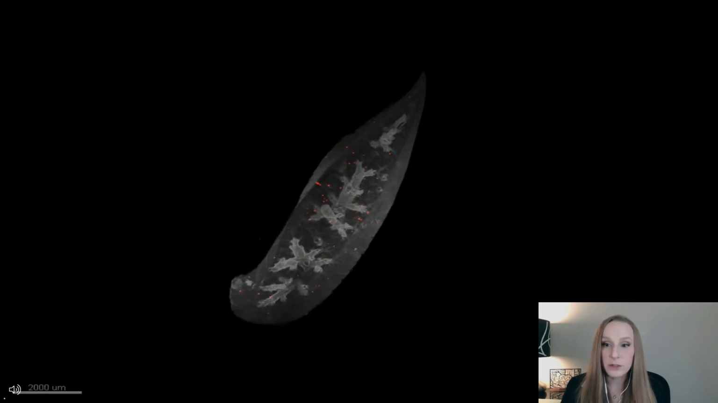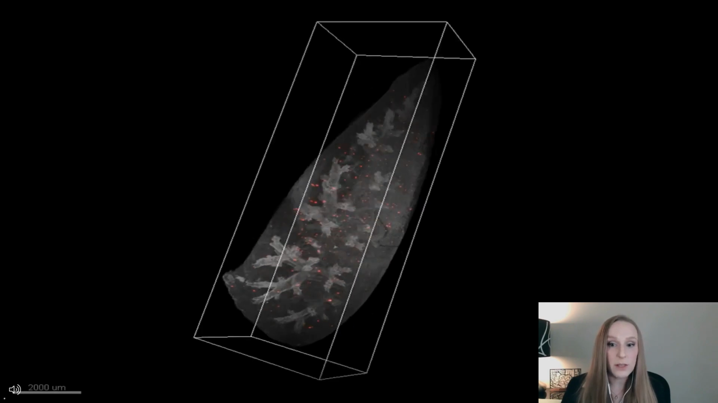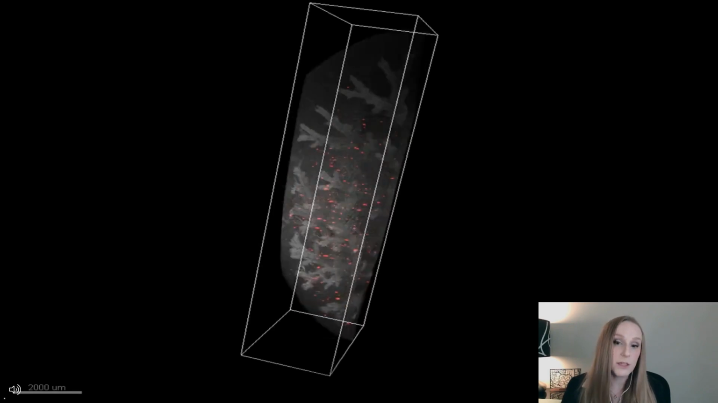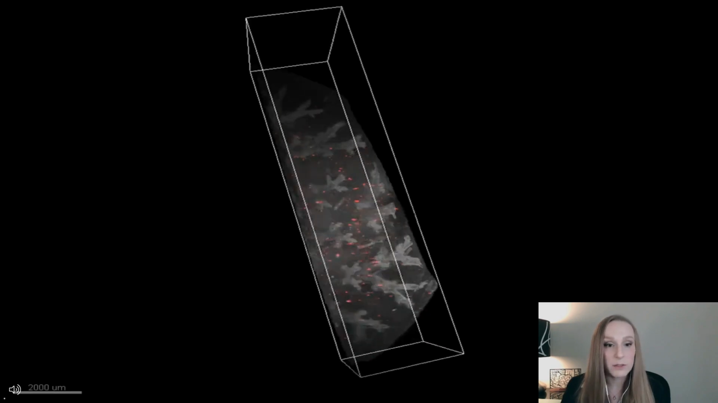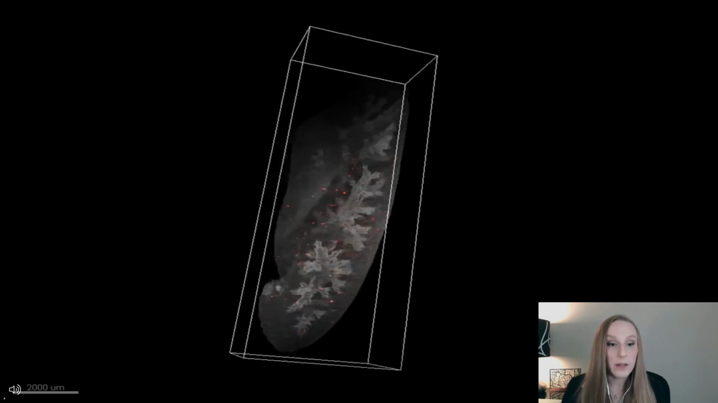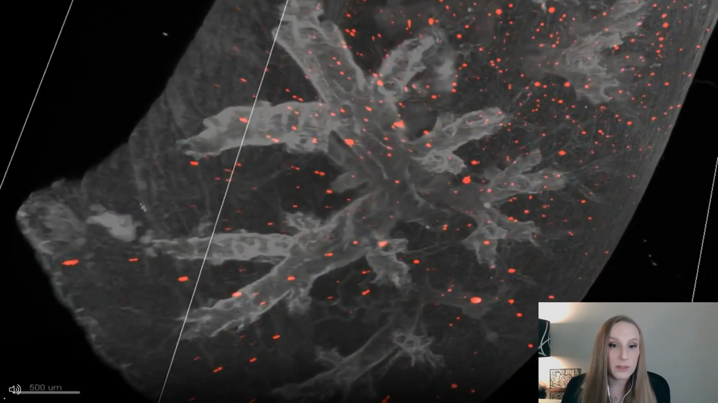As we see these rendered through, you'll also see that there are these red spots. Those are actually the accumulated human ILC2s inside of this mouse lung that they were able to then quantify and get a better picture of what was going on within this system.